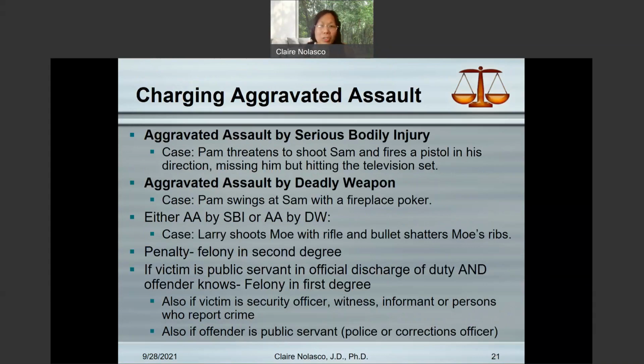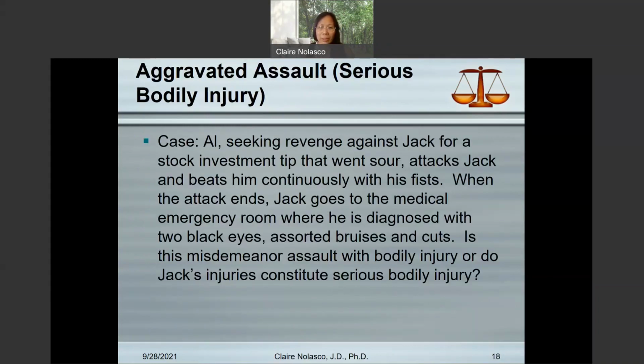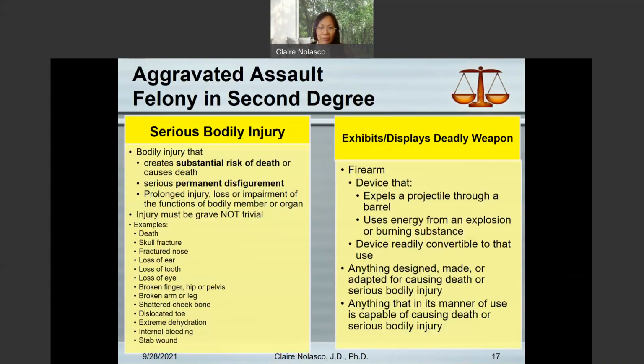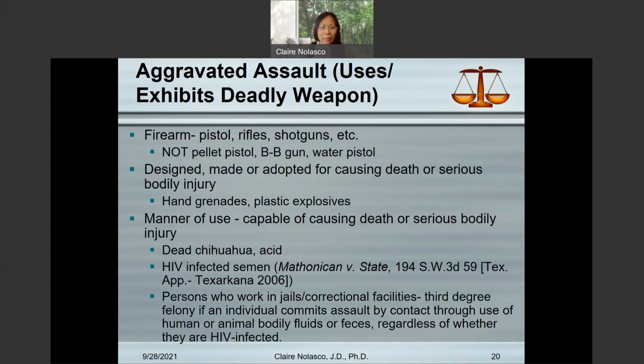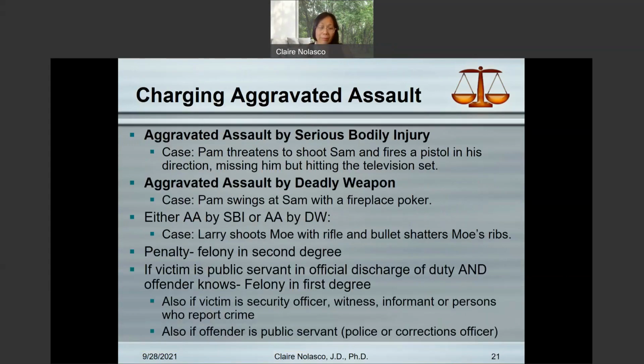So what are the issues in charging aggravated assault? Since there are two forms of aggravated assault, the prosecutor has a choice between charging aggravated assault by serious bodily injury or aggravated assault by a deadly weapon. For example, Pam swings at Sam with a fireplace poker. The fireplace poker would be a deadly weapon because through the manner of its use, it could cause death or serious bodily injury. Okay?